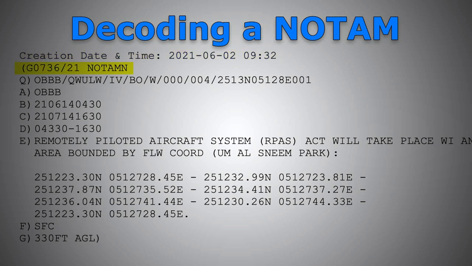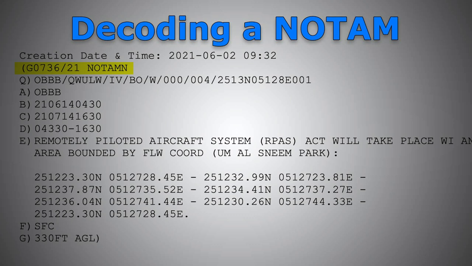And then we have the identifier of the NOTAM, the series. So we have Golf 0736/21. That means the number of this NOTAM is the 736th in 2021. So 21 represents the year in which this NOTAM was issued. Okay, followed by NOTAM N. As we have previously mentioned, the N stands for new. So this is a newly published NOTAM.